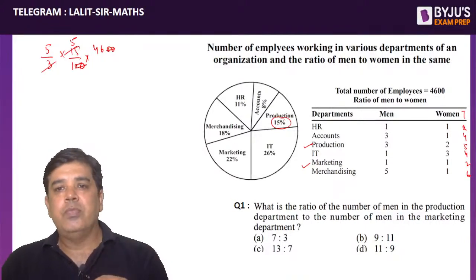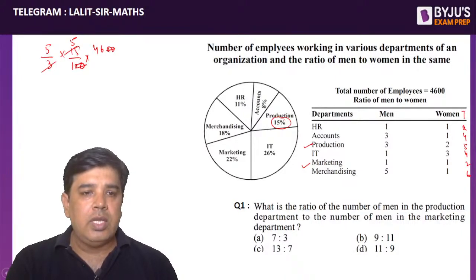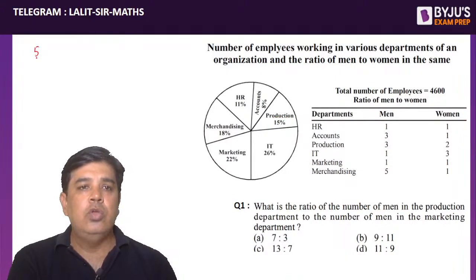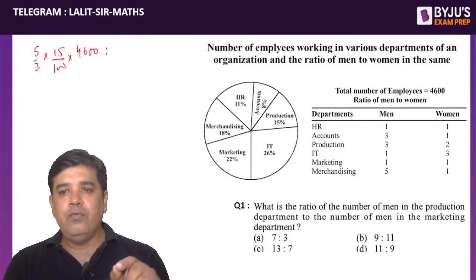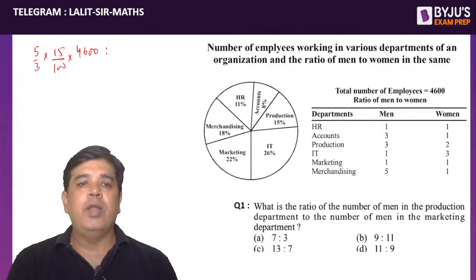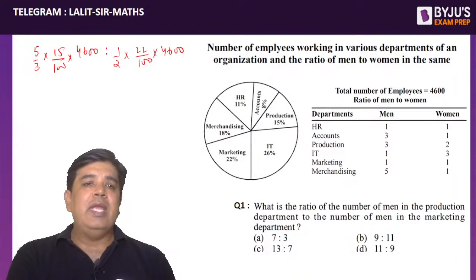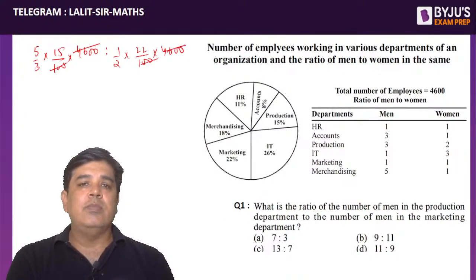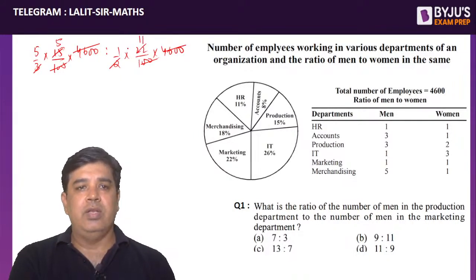But now see the trick. When you are calculating the ratio, don't calculate until you prepare the whole formula, that is the ratio. We need to find the ratio of men in the production department and men in marketing. In marketing we have 1/2, and the total in marketing is 22 of 46. Now see, on both sides these two figures are the same, so cancel them out.